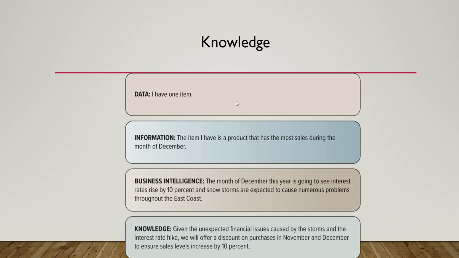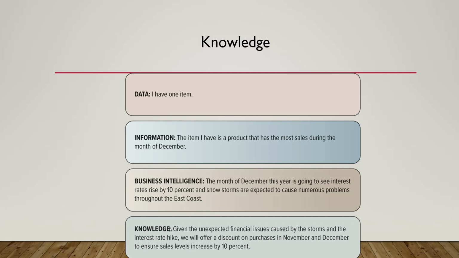Okay, so here's an example of knowledge. I have data, I have one item. The knowledge is that the item I have is a product that has the most sales during December. But the month of December this year is going to see interest rates rise at 10% and snowstorms. So this is external data that's coming in that's going to affect our internal data, right?